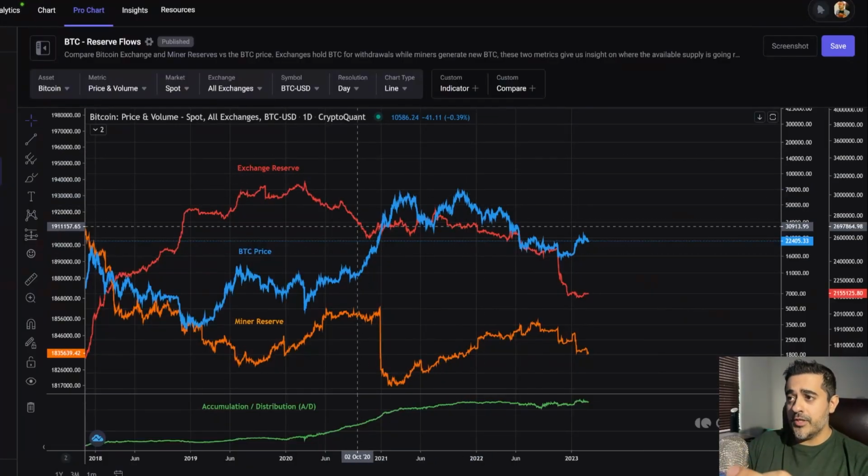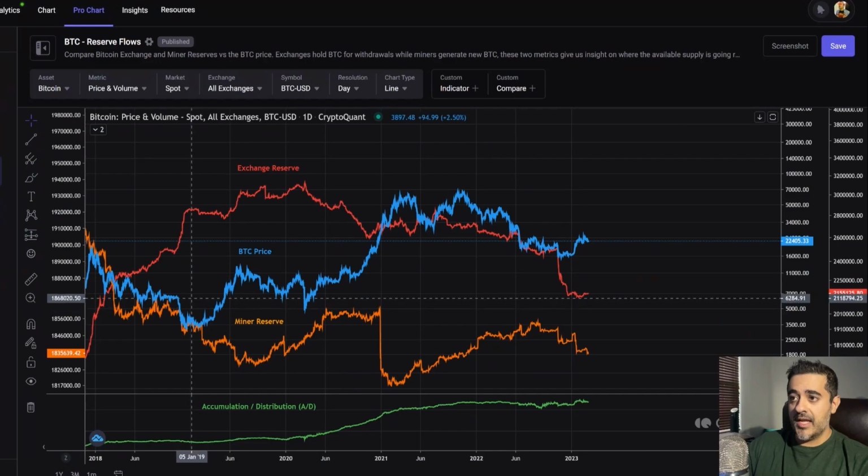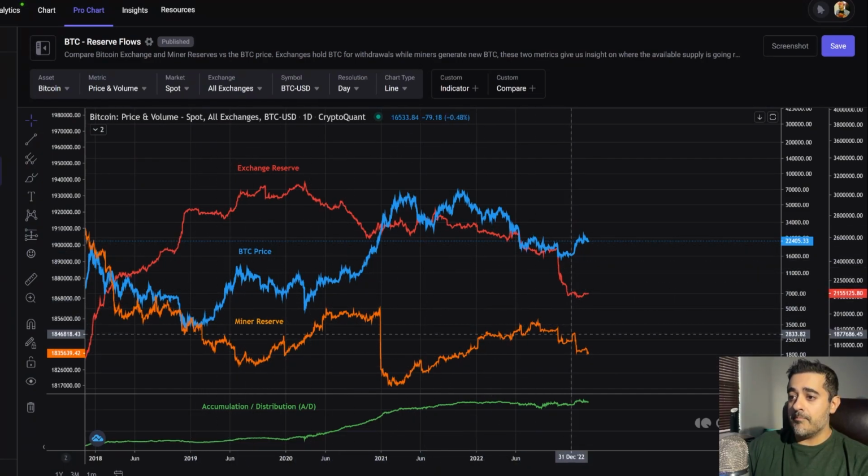Okay, let's get started. So basically, I've shown you guys this before. If you've seen this, this is basically all it is, right? In red, you're looking at the amount of Bitcoin on exchanges. In blue, you're looking at the Bitcoin price. And then in orange, you're looking at the miner reserve.